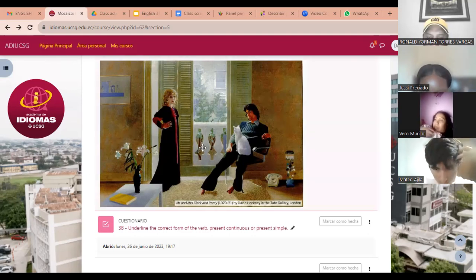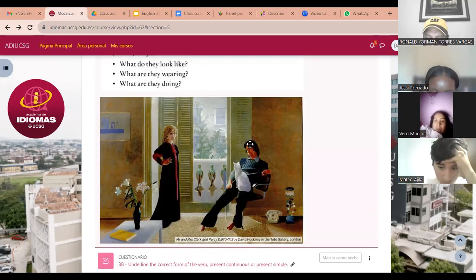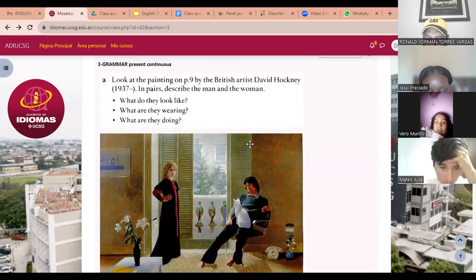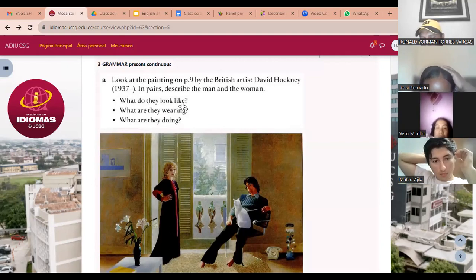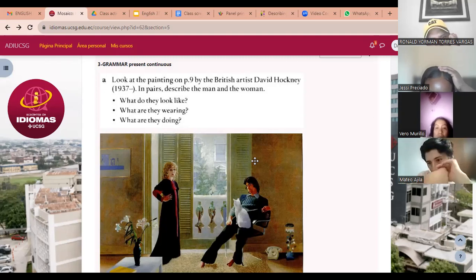Okay, so we're using present continuous to describe the picture. How do you describe the picture? There are different aspects that are very important. So what do you describe? You can describe what they look like, right? What are they wearing? And what are they doing? The lady, she's standing. She's standing and she's wearing a long red and black dress, right? She's white. She has blonde hair. That's what she looks like. Wearing the dress and she's standing.